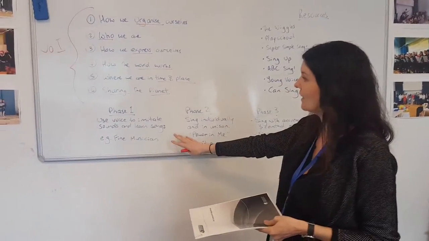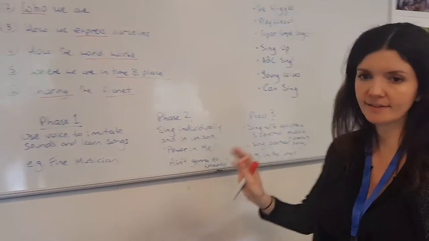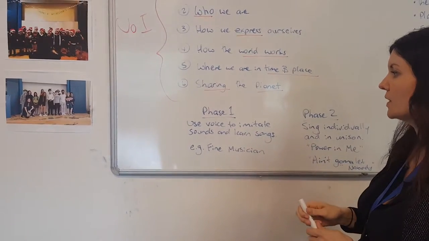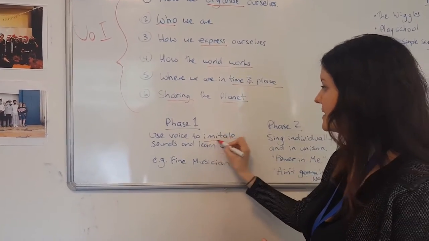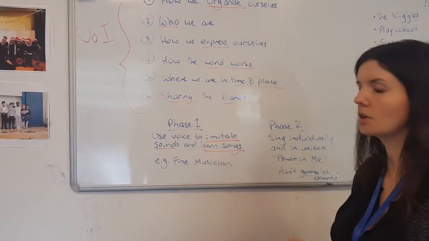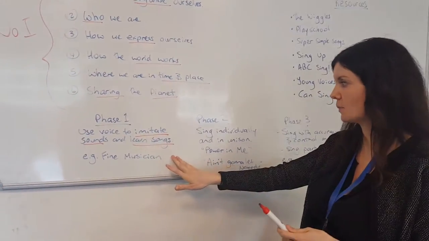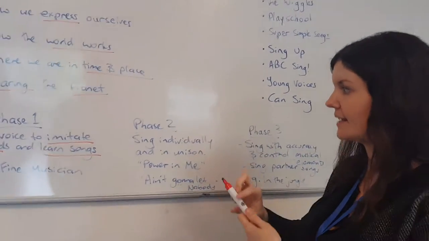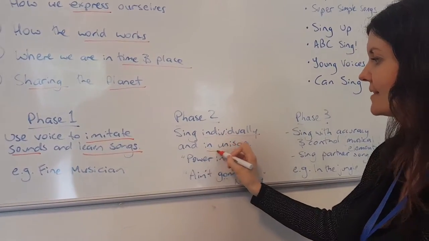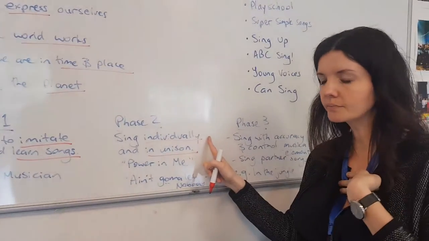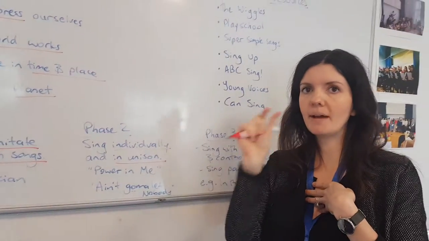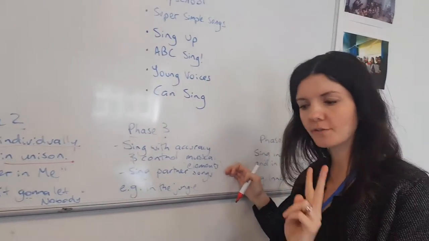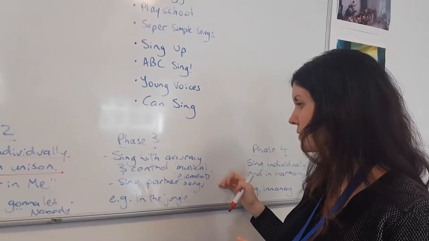So let's firstly have a look at what the scope and sequence says about singing. In phase one, at the beginning phase, we use our voice to imitate sounds and learn songs. That's what we do in phase one. In phase two, it says we sing individually and in unison. So individually on your own, and then in unison, the same melody as a whole group or as a whole class.